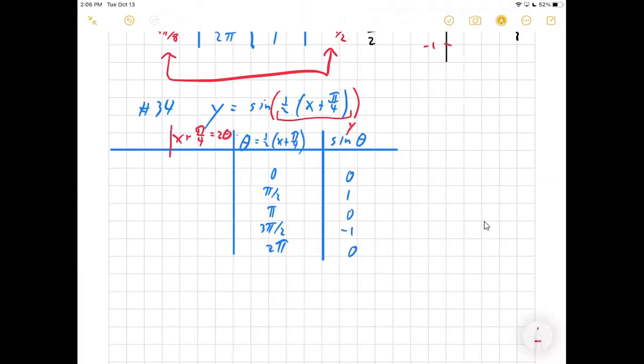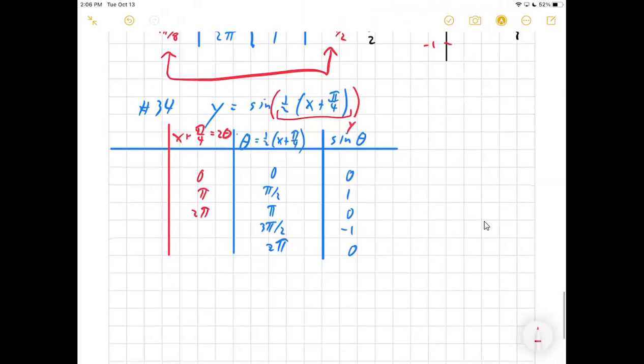So let me draw a vertical line in here. Okay, so if I were to double the theta values, I'll get 0, pi, 2 pi, 3 pi, and 4 pi. Okay, now to get x by itself, I'll have to take 2 theta and subtract pi over 4. So the column just to the right is 2 theta, so now I need to take pi over 4 away. So that's going to move the whole graph pi over 4 to the left.